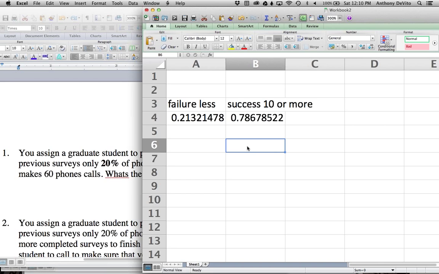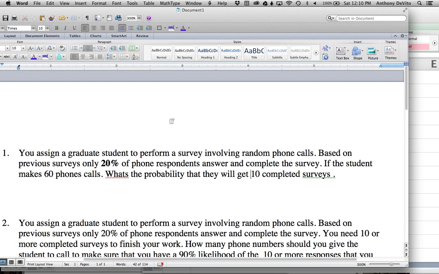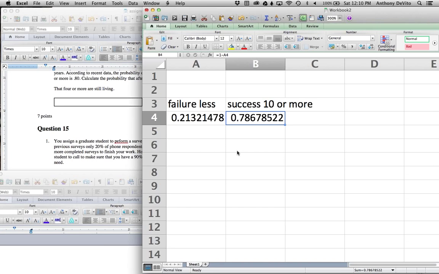Okay, so now I'm going to twist this around a little bit. I've got almost a 79% chance of succeeding and getting my 10 or more surveys if I do 60 phone calls, right? Well, it's really important that I get it done tonight, but I don't want to be up all night. I'm going to assign my students to make a certain number of phone calls. I think 90% certainty of getting it done tonight is okay for me. It's good enough for me, right?